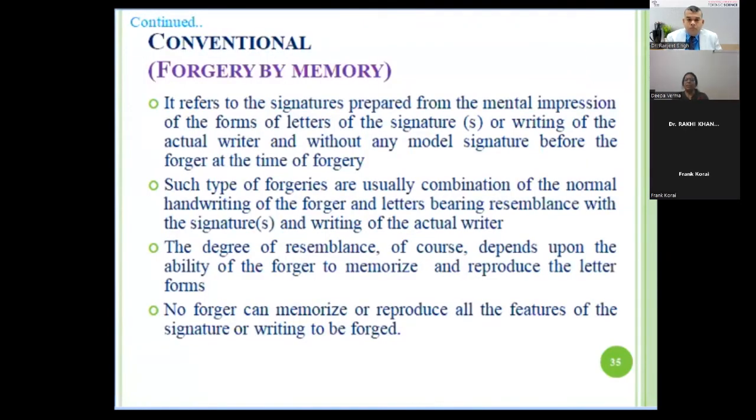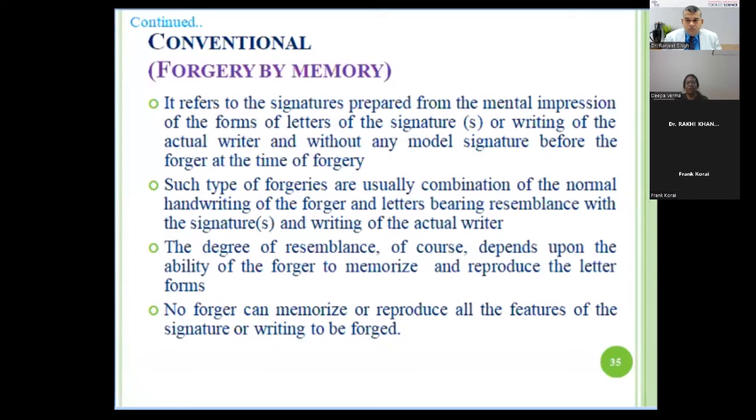Forgery by memory: it refers to a signature prepared by mental impression or form of letters of the signature or writing of the actual writer, without any model signature before the forger at the time of forgery. Such types of forgery are usually a combination of the normal writing habit of the forger and letters remembered resembling the signature or writing of the actual writer. No forger can memorize or reproduce all the features of the signature or writing which are to be forged.